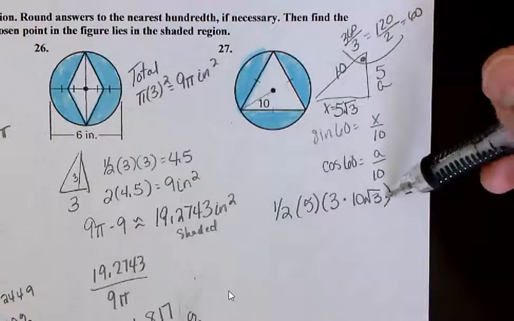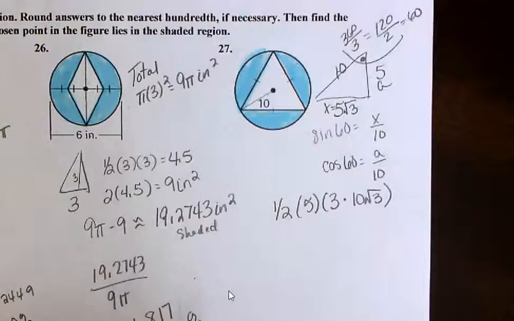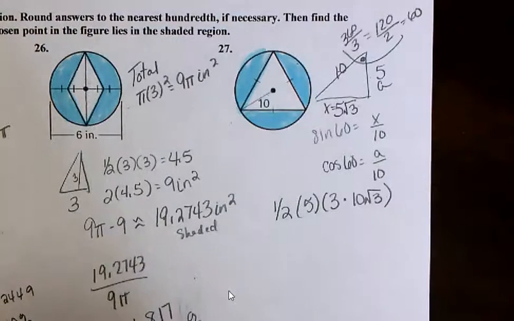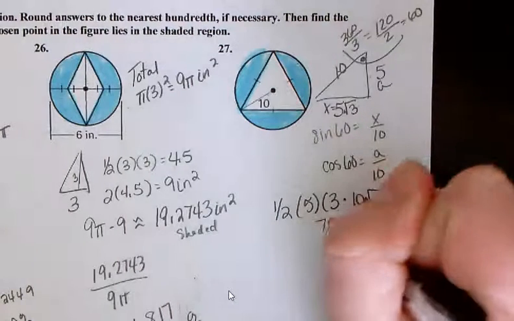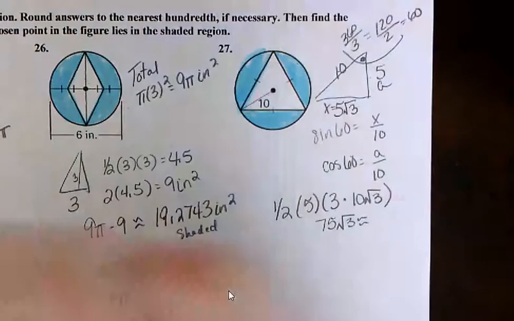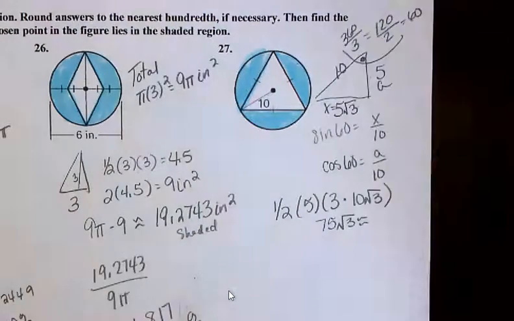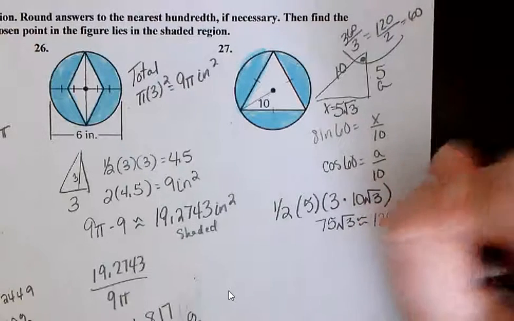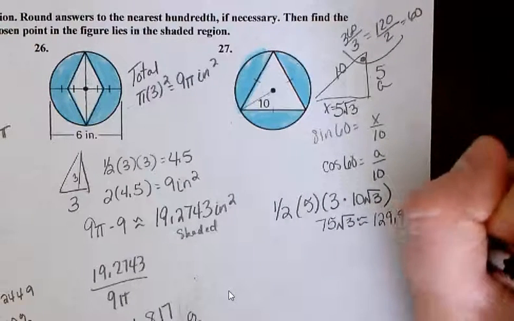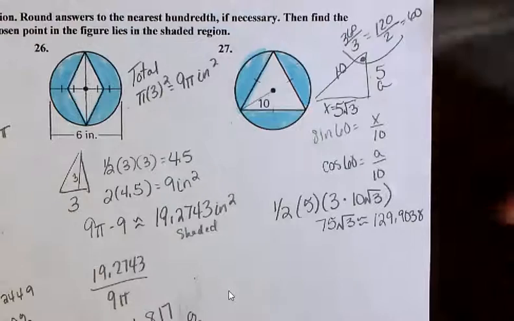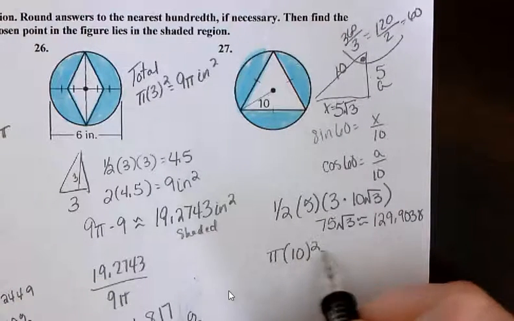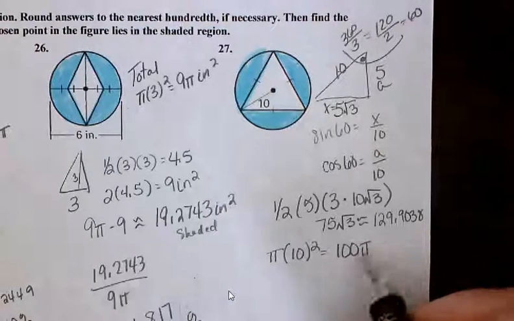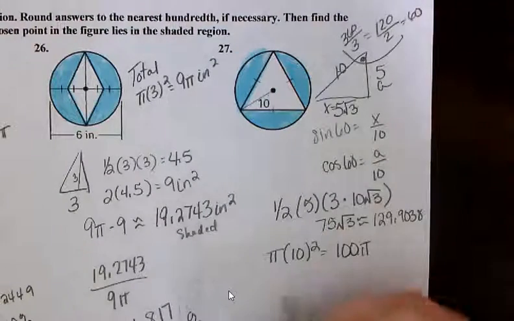So multiplying this out gives me 75 square roots of 3, which is approximately 129.9038. That's my cutout. To find the total area, pi times 10 squared equals 100 pi. So I'm going to take 100 pi minus 129.9038.